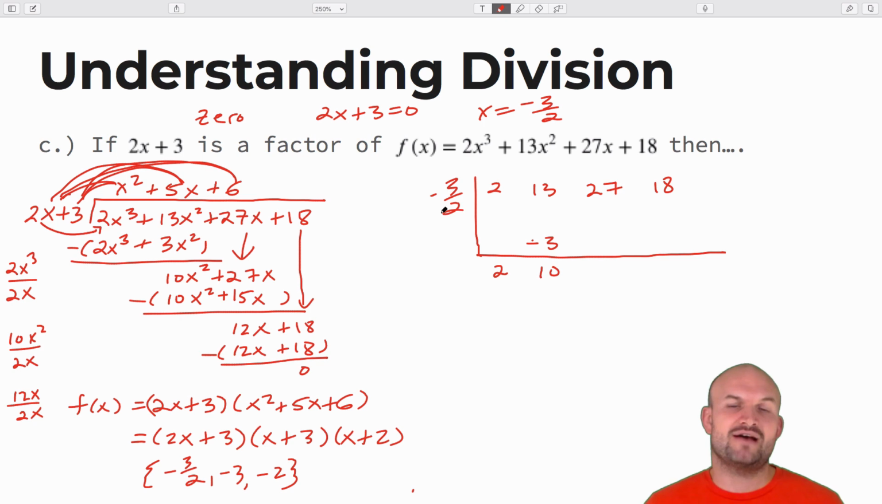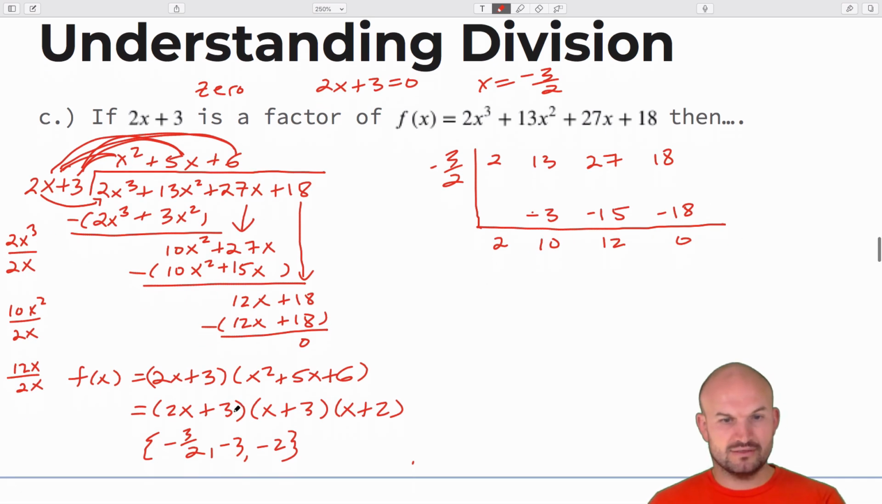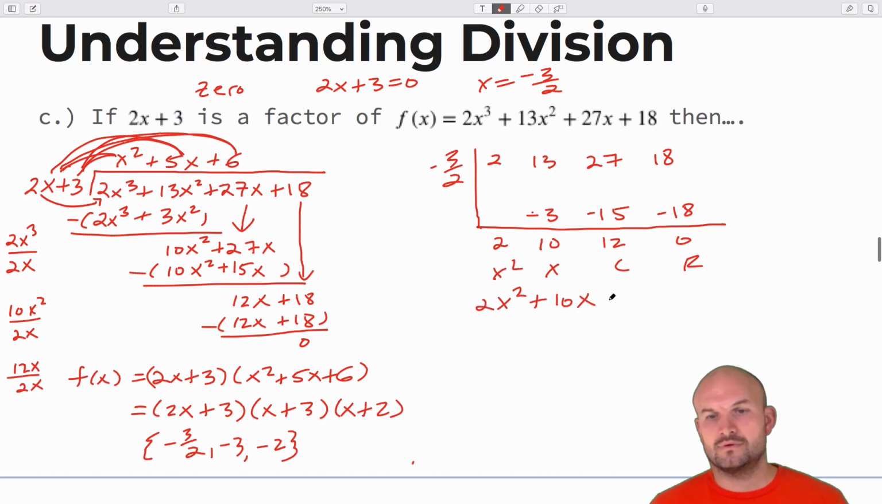10 times negative 3/2, you can divide the 2 into 10. It's going to be 5. So it's going to be negative 15, that gives you a positive 12. 12 times negative 3 halves, 2 divides into 12 6 times. So it's going to give you a negative 18 and 0. Now again, we know the answer is x squared plus 5x plus 6, right? But if we were to write the answer here, you would see that it's not the same. Okay, that is not the same as this.